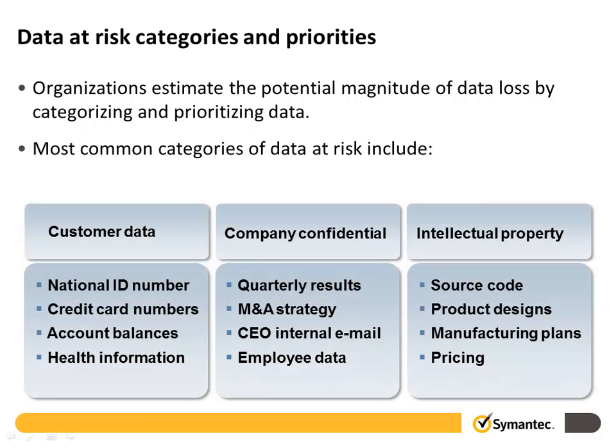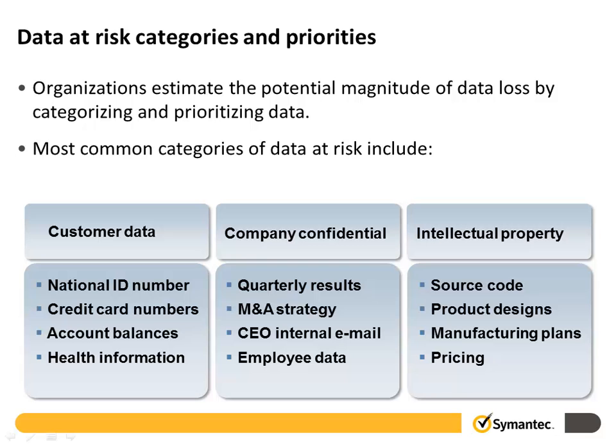Organizations estimate the potential magnitude of data loss by categorizing and prioritizing data. We commonly see 3 categories of data at risk customers are interested in looking for. The first is customer data, which can include things such as national ID numbers, so national insurance numbers, social security numbers, tax file numbers, for example, credit and bank card numbers, account balances and health information.